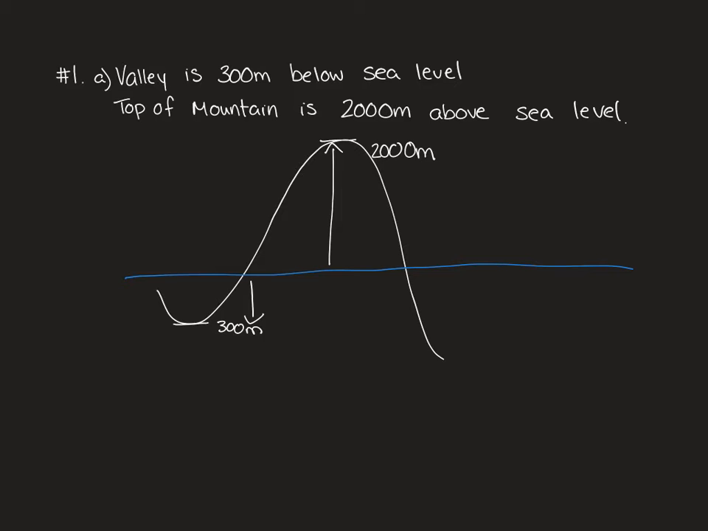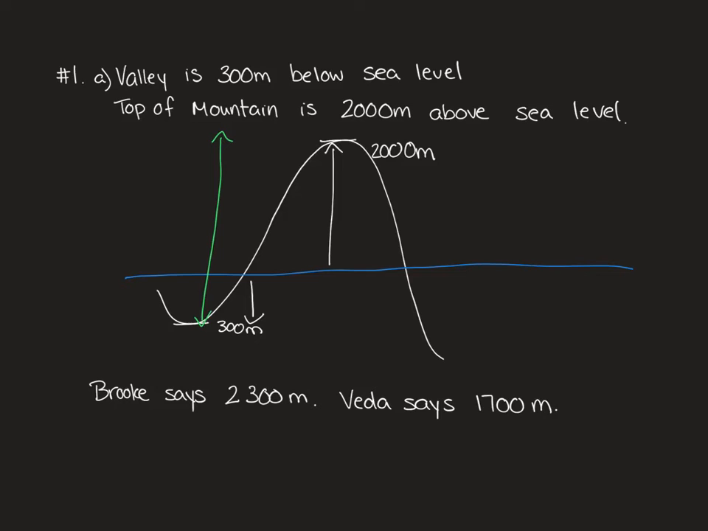So there are two people that have different ideas. Brooke says that the total height of the mountain, so the distance going from the top of the mountain to the bottom of the valley, she says that it's 2,300 meters, and Vita says that it's 1,700 meters. So your job is to decide who is right and explain why they are right.